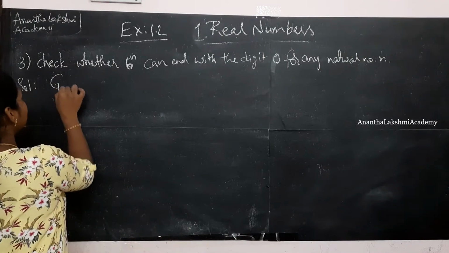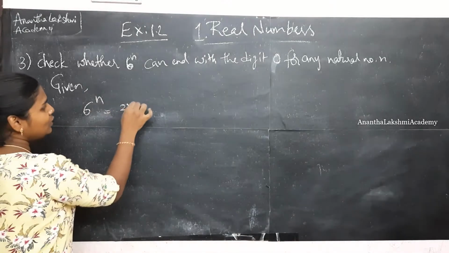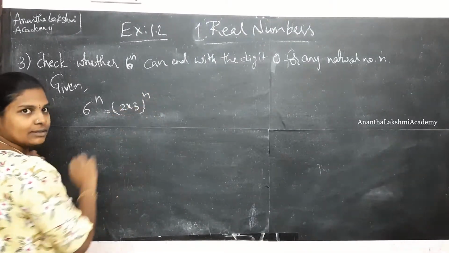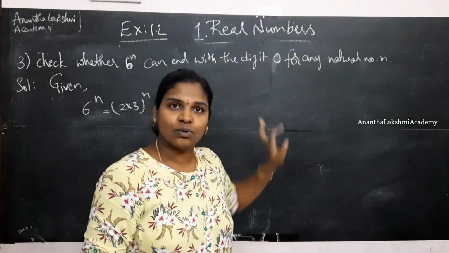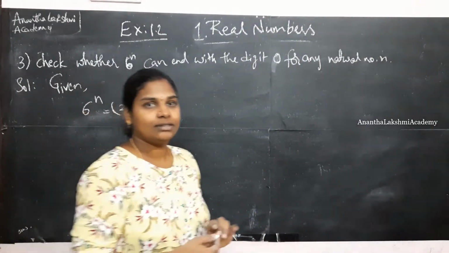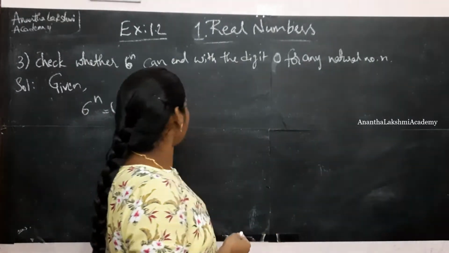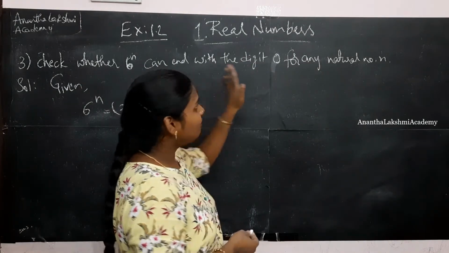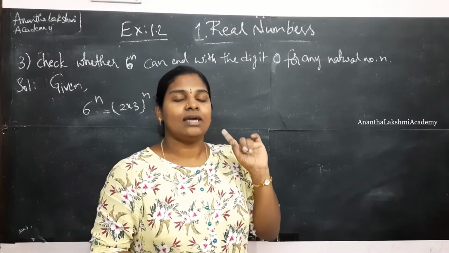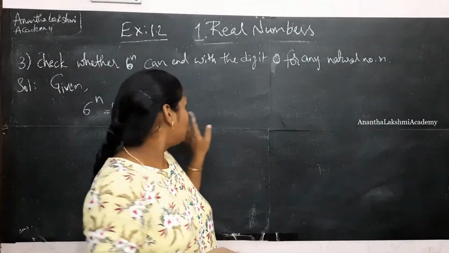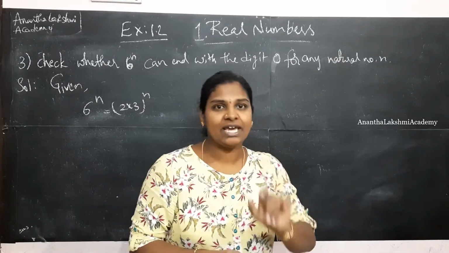Okay, what is given? 6 power n. Can I write 6 as 2 into 3 whole power n? Yes, right? Now they are asking us, can it end with the digit 0? For any number, with the divisibility rules we have learnt, for any number which is ending with digit 0, what should be the factor? 5 should be the common factor along with the other prime factors. Whenever a number ends with 0, 5 must be a factor.